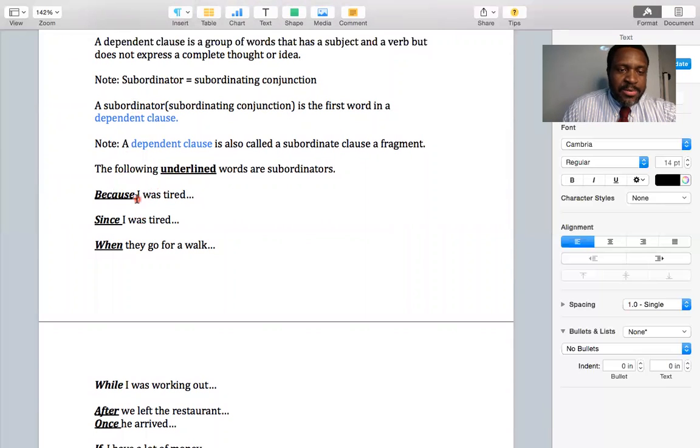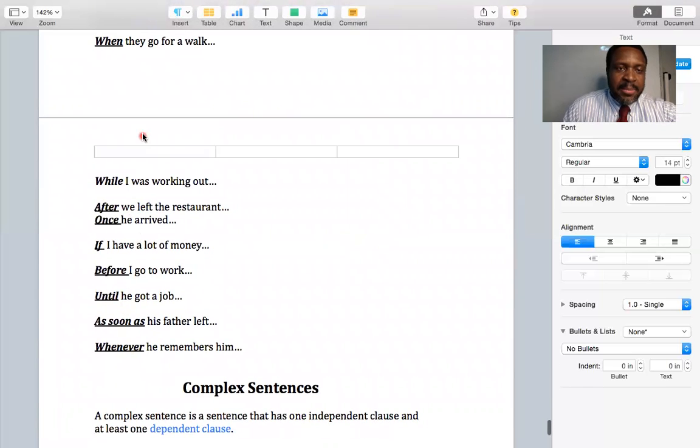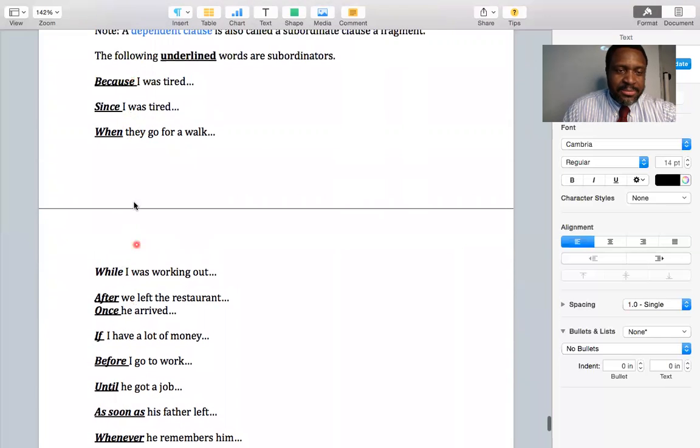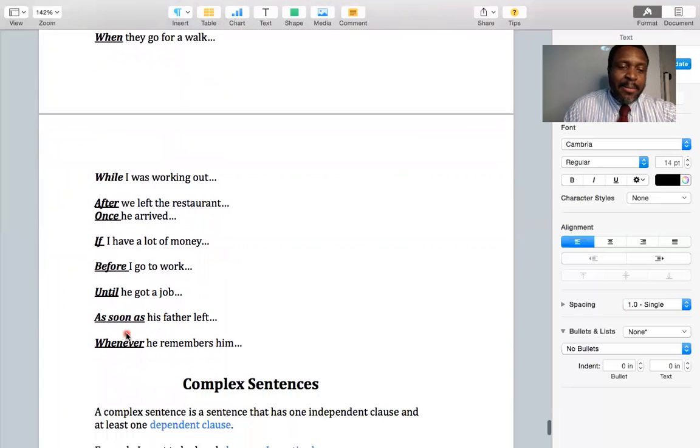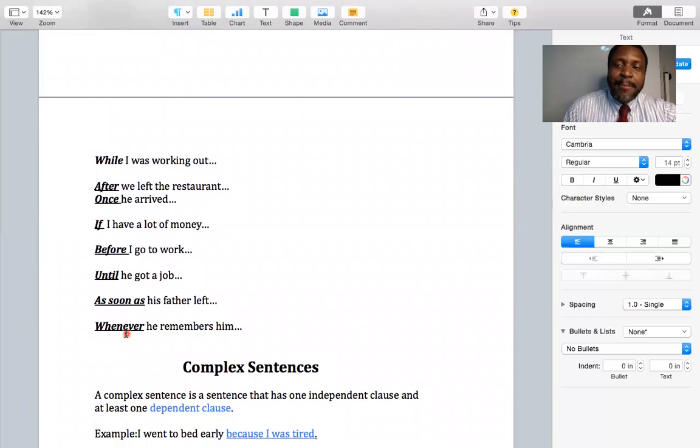The following groups of words, because I was tired, since I was tired, when they go for a walk, are all dependent clauses. They are not complete sentences. However, we can combine any of these dependent clauses and an independent clause to form a complete sentence called a complex sentence. So let's look at complex sentences.